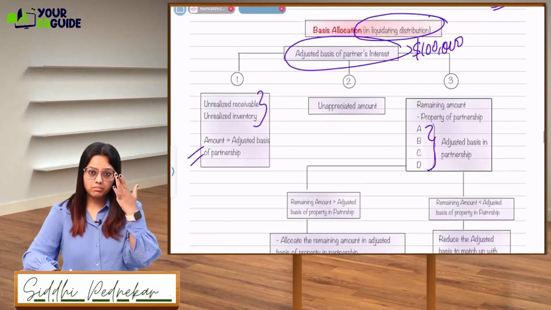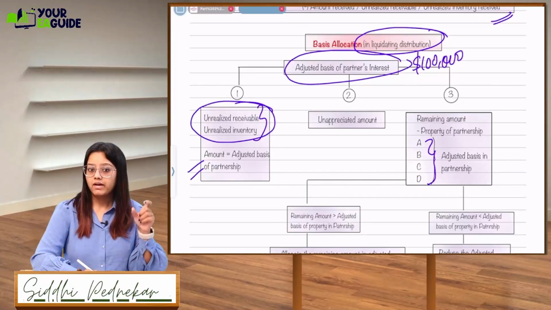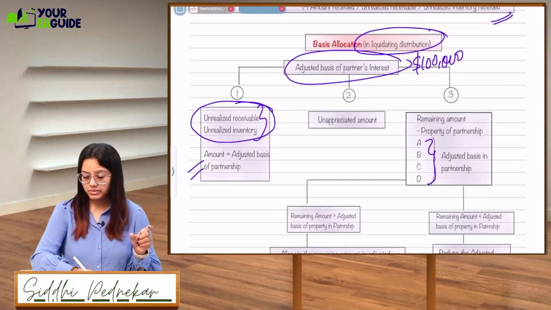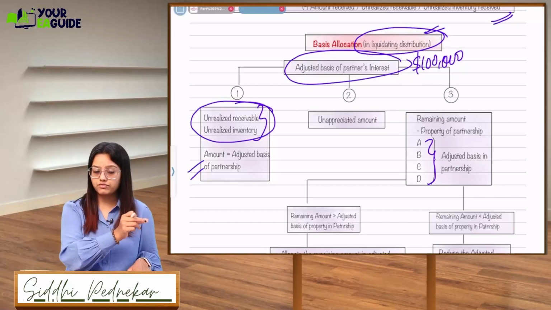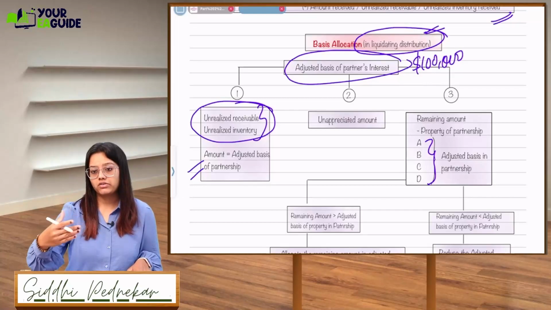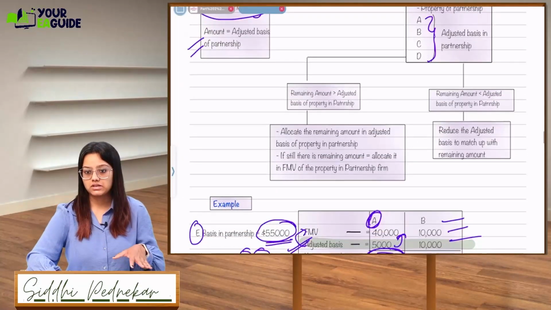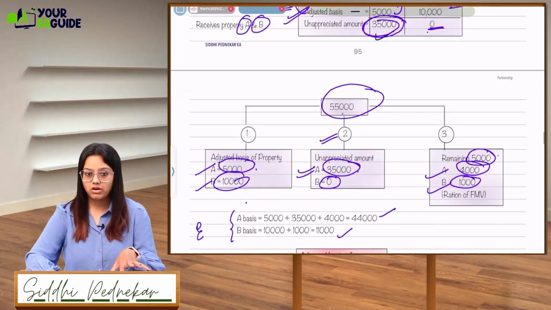Okay, same way, but only one difference is there. Unrealized receivable and unrealized inventory will be there in the case of liquidating distribution. So first you have to allocate the amount for them, then the remaining will be the unappreciated amount, and then the remaining will be the FMV basis.